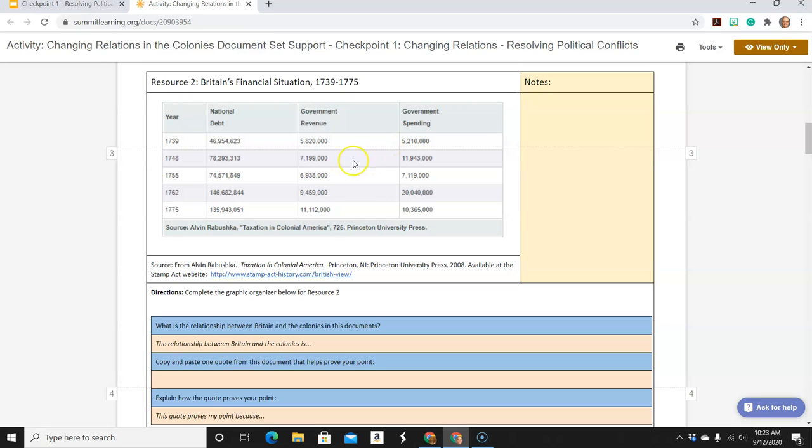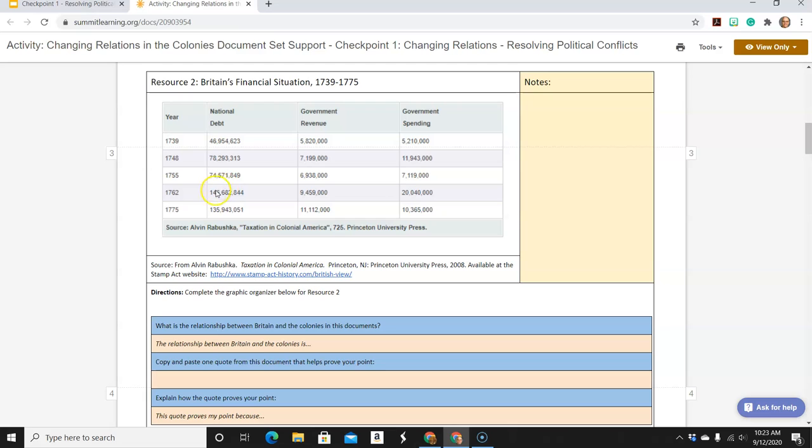Look at the revenue. Revenue is the amount of money that a government brings in through taxes. So at the beginning of the French and Indian War, the revenue was at 6 million pounds. By the end of the French and Indian War, it was only up 3 million. That's not a whole lot of revenue being brought in compared to the debt. That's a problem. Government spending more than doubled. At the beginning of the French and Indian War, the government was spending 7 million pounds. By the end of it, 20 million. And most of that was financing the French and Indian War against the French in the 13 colonies.